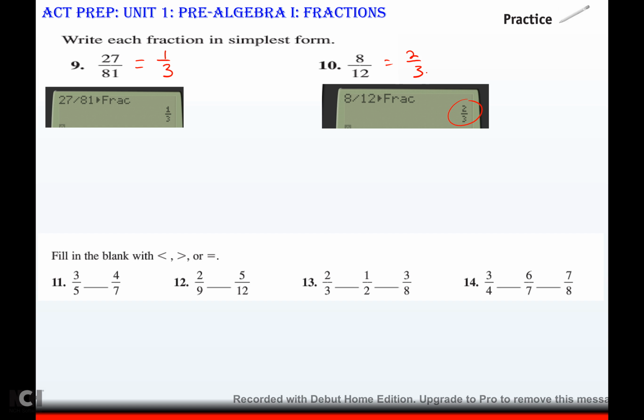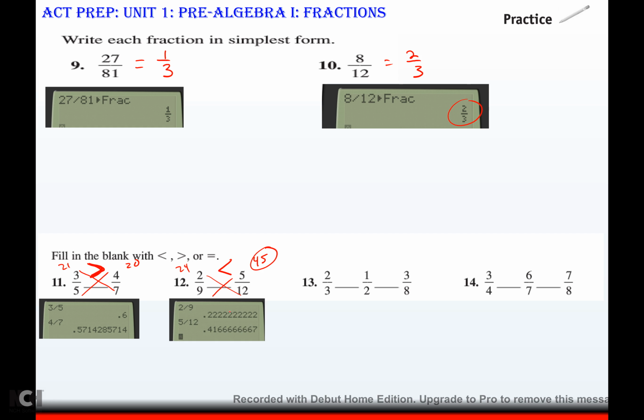Okay, when you're comparing, you can do the cross product thing if you want. 3 times 7 is 21, 5 times 4 is 20. Since 21 is bigger, then 3/5 is bigger than 4/7. Okay, or you can look at decimals. 3/5 is 0.6, which is bigger than 0.57, so again, we would go this way. Okay, when the numbers are small, 2 times 12 is 24, 9 times 5 is 45, 45 is bigger, so we're going to go this way. Check the decimal. 2/9 is 0.2 something, 5/12 is 0.4 something, 4 is bigger than 2.